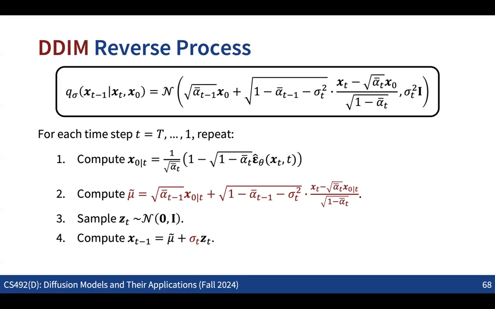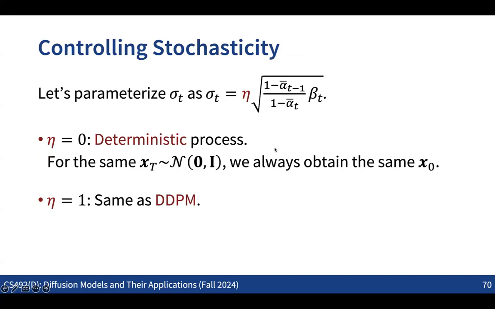So which means that once we start from any x capital T, the final output x0 that we get through the iterative process will remain the same because there is no noise that we are adding here. So the reverse process becomes deterministic. Given the same x capital T, we can always get the same x0, right? Or we can make this DDIM process the same as DDPM by setting this parameter to be 1. So this is also another special case where we make the DDIM the same as the DDPM, right?